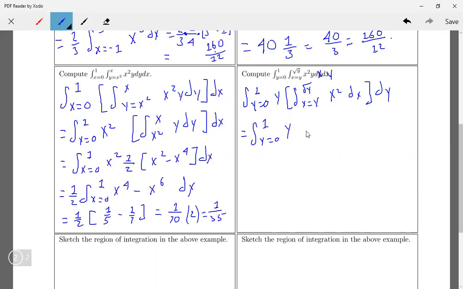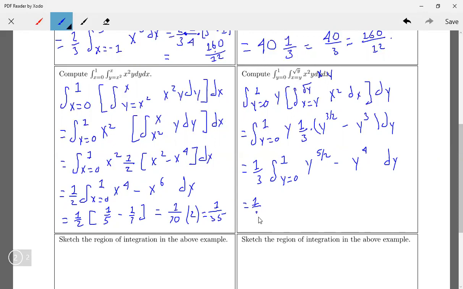Now the antiderivative of x squared is 1/3 x cubed. So I'll divide by the 3, and then it's going to be y times x cubed, going from x equal to y to x equal to square root of y. So this is going to be y to the power of 3/2 minus y cubed dy, or this is going to be equal to 1/3 times the integral y equals 0 to 1. So y to the 3/2 times y is y to the 5/2 minus y to the power of 4 dy.